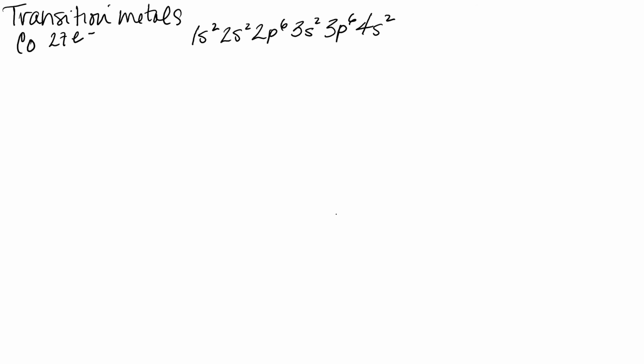when we hit row 4 and the transition metals, we hit the 3d subshell. So the n value for the d subshells is determined by the row number minus 1. So if we're in 4s, the d subshell is in n equals 3. And we have 7 electrons in that d subshell.